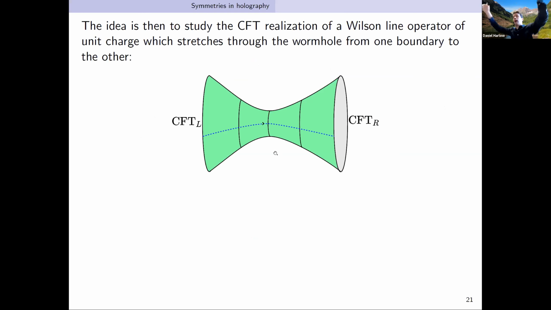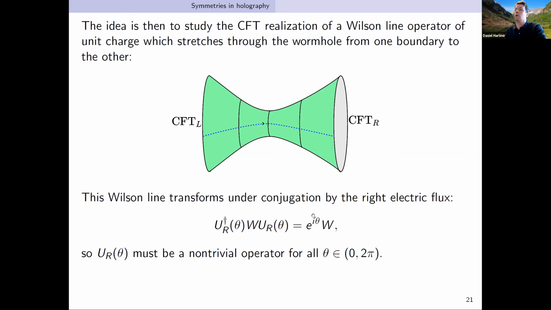Okay, so the idea is to think about, in the CFT, how we realize a Wilson line operator of unit charge that stretches through the wormhole from one boundary to the other. So it's just the integral of A along this line from here to there, and then we exponentiate. This Wilson line transforms under conjugation by the right electric flux. If we take the electric flux through the right boundary, where the Wilson line is ending, and conjugate the line by this flux, then it transforms with a phase e^{iθ}. That's what we talked about before for electromagnetism.